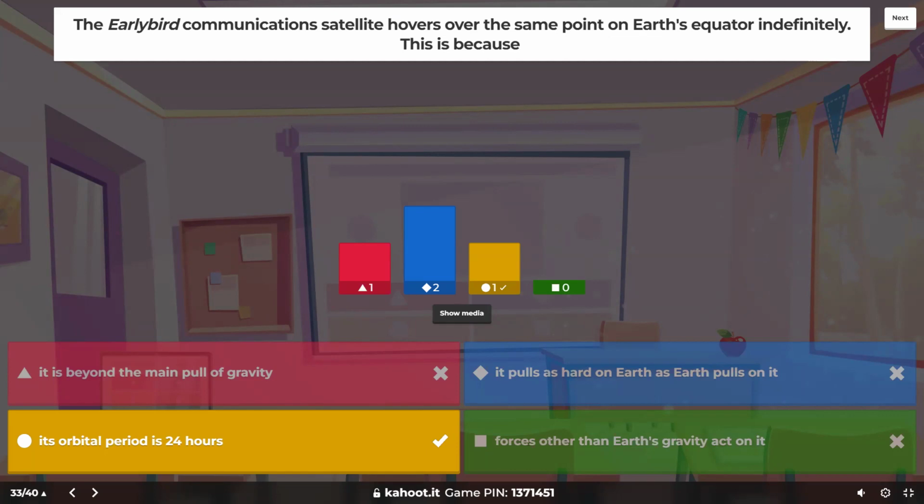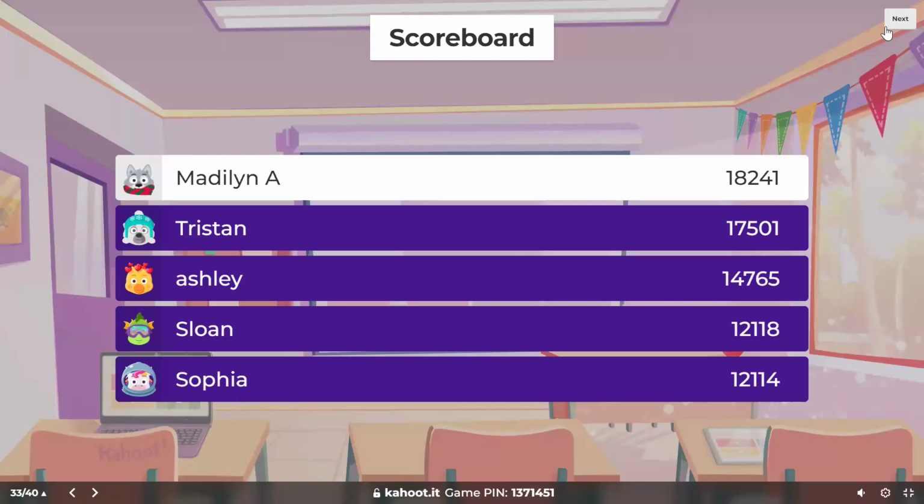So there is some place in between those two where it could take 24 hours to go around. That's called geosynchronous. Geo, Earth, synchronous, like synced to the spin of the Earth. All right. There you go.